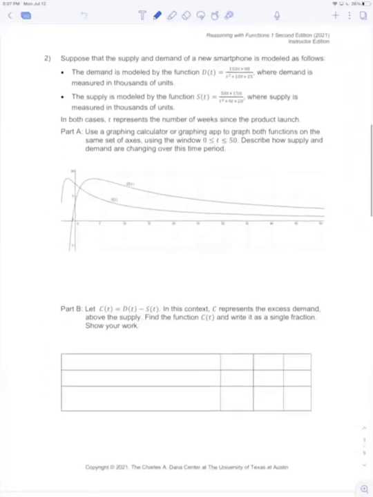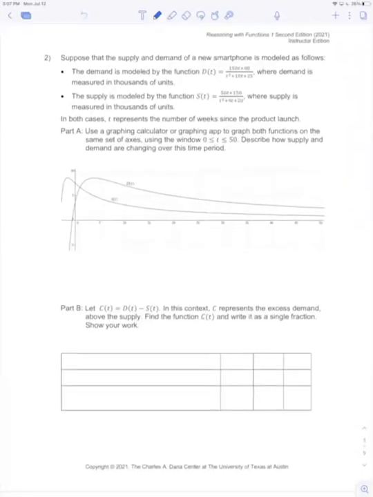Number 2. It says, suppose that the supply and demand of a new smartphone is modeled as follows. Demand is modeled by the function d of t, shown here, where demand is measured in thousands of units. The supply is modeled by the function s of t, listed here, where supply is measured, again, in thousands of units. In both cases, t represents the number of weeks since the product launch. Part A, use a graphing calculator to graph both functions on the same set of axes, using the window t between 0 and 50. Describe how supply and demand are changing over this time period.